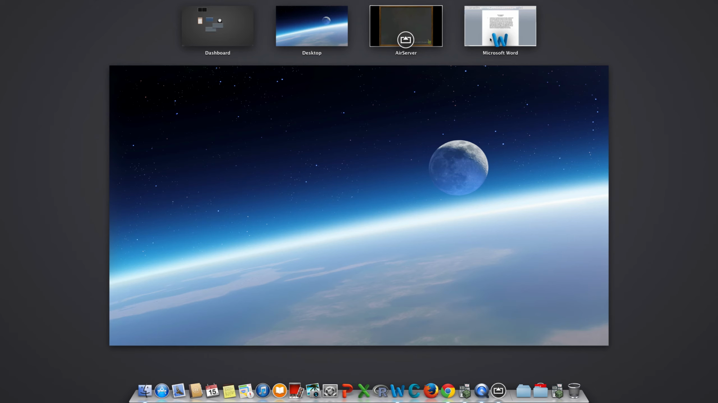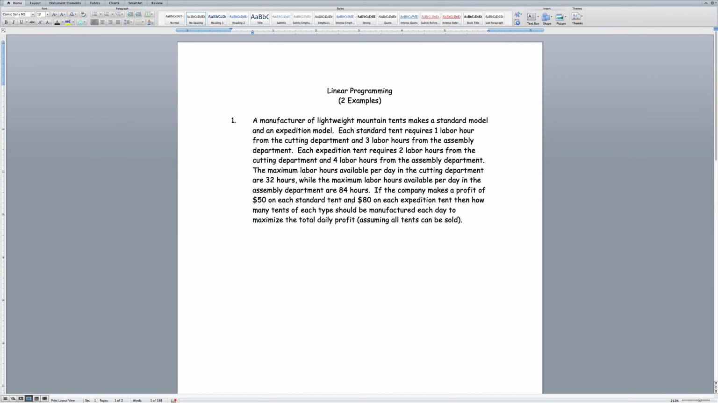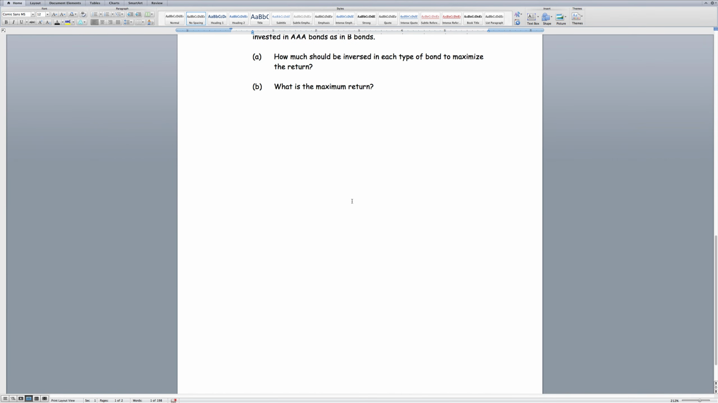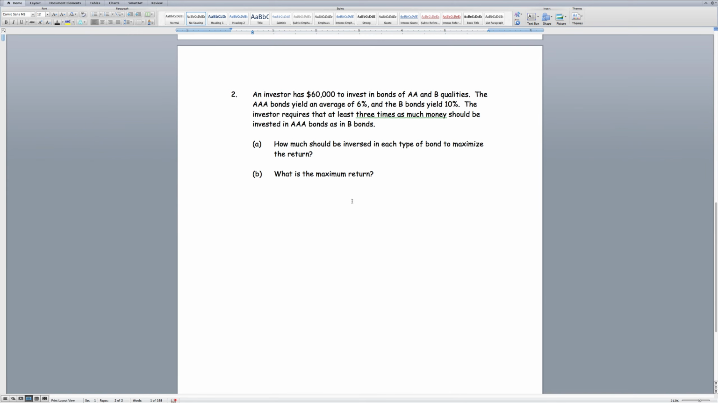Okay, as you would expect in a business class, we might be talking about bonds. So an investor has $60,000 to invest in bonds of, actually that should be AAA and B qualities. The AAA gives a yield of 6% and bond B gives 10%.